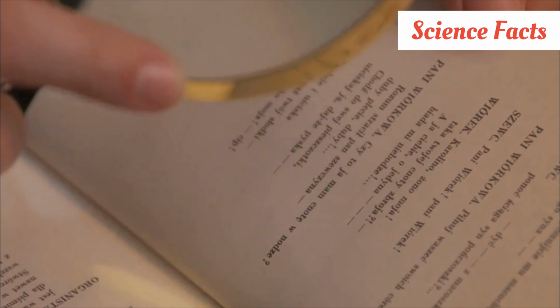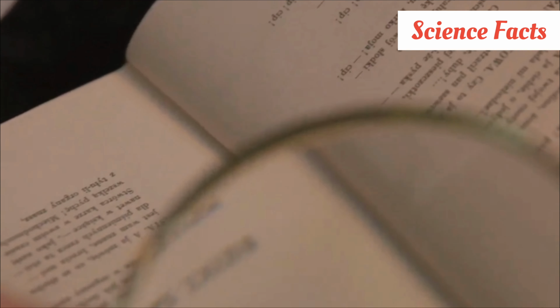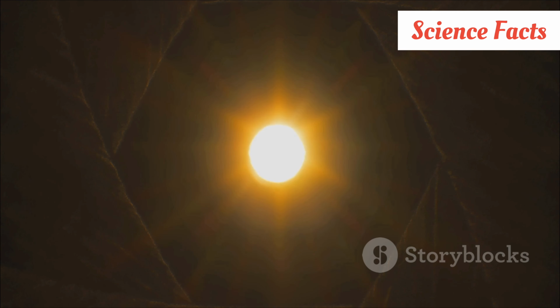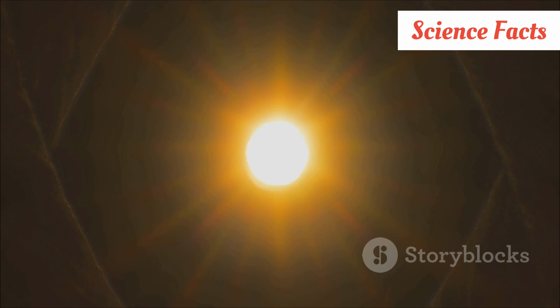Magnifying glasses, used to enlarge small objects, use a convex lens to converge light and create a magnified image. The lens bends light rays so that they converge at a point behind the lens. This creates a virtual image that appears larger than the actual object.